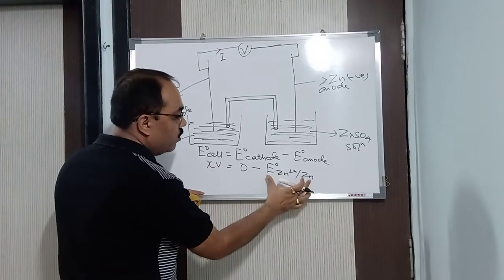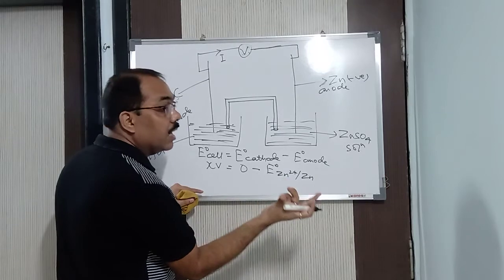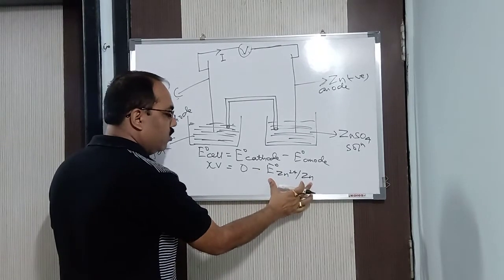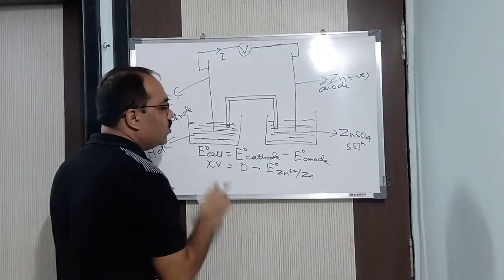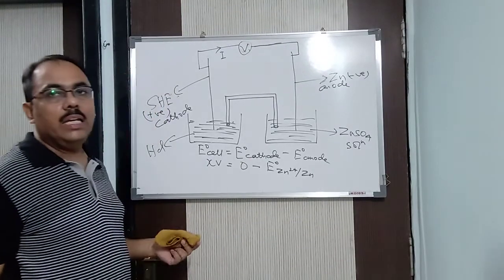You get the electrode potential of zinc to be negative, because E naught Zn2+/Zn is nothing but minus 0.76 volt. So hence you get the electrode potential of zinc to be negative.